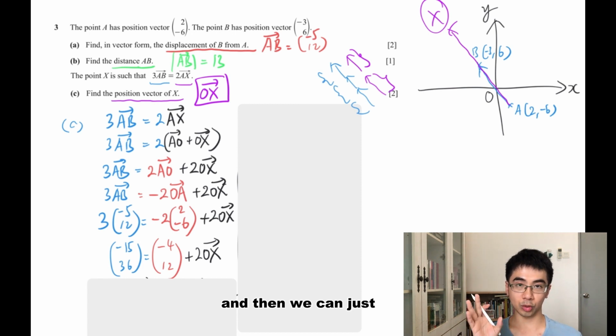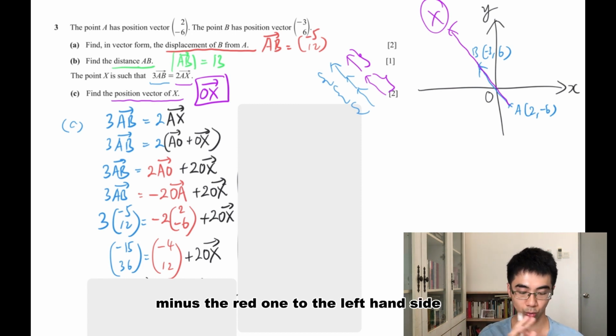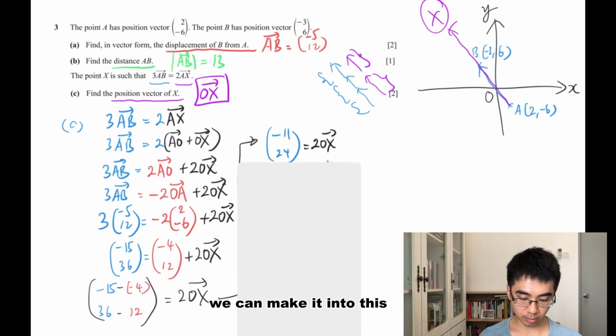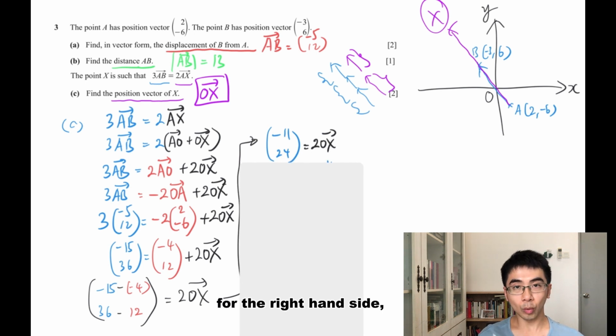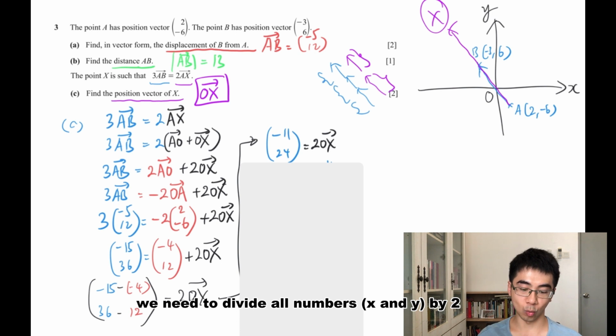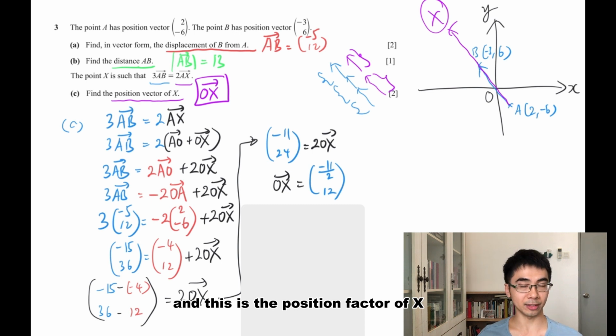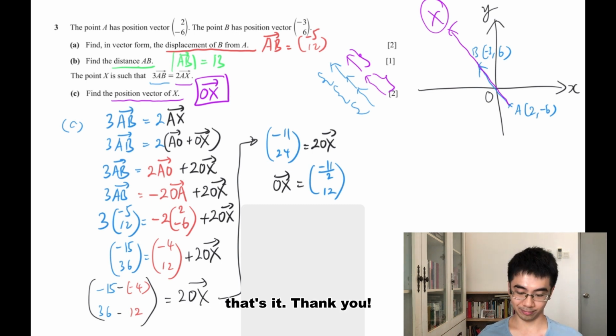And then for the vector, we can just move the red one to the left-hand side. So we got something like here. After some calculation, we can make it into this. But for the right-hand side, it's still 2 times the vector OX. We want OX only. So we need to divide everything, x and y, by 2. So we got OX will be equal to -11 over 2, and y should be 12. And this is the position vector of X. And that's it. Thank you.